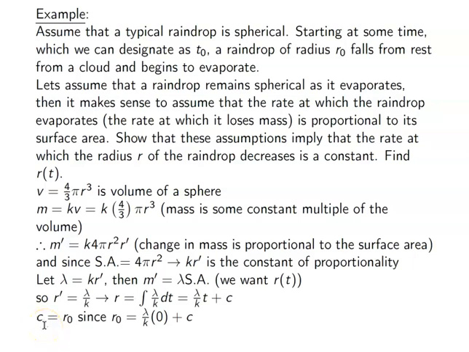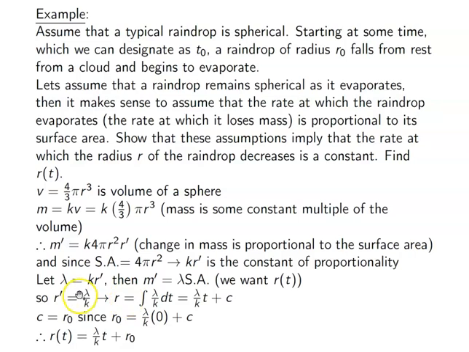Remember that my initial radius of the raindrop is r naught, okay? And so if I plug in 0, since it's the initial value, t will make this part go to 0, and I'll be left with c equals r naught. So the constant from integration is r naught. So my function for the radius of the raindrop then is lambda over k times t plus r naught. And lambda is k r prime, right?